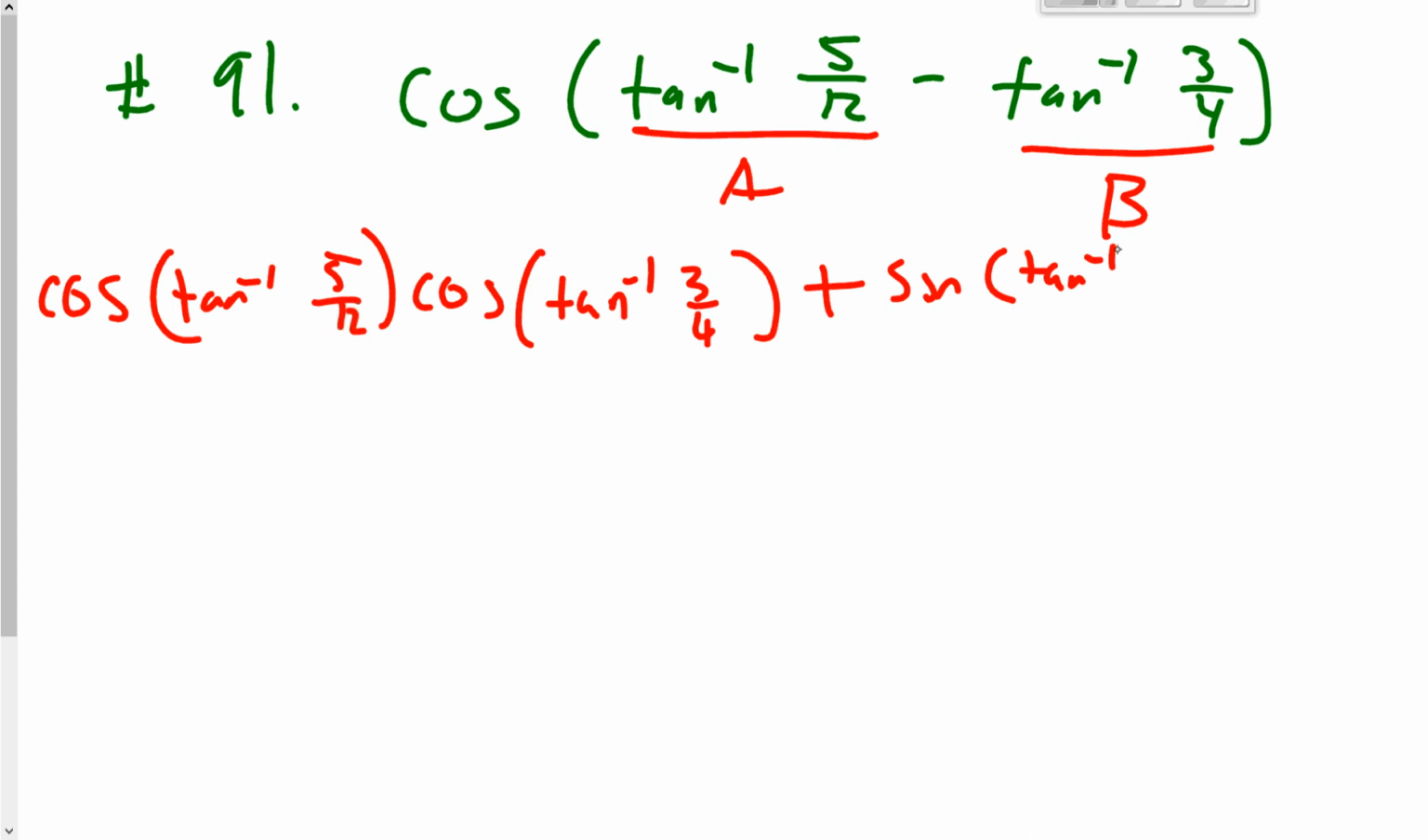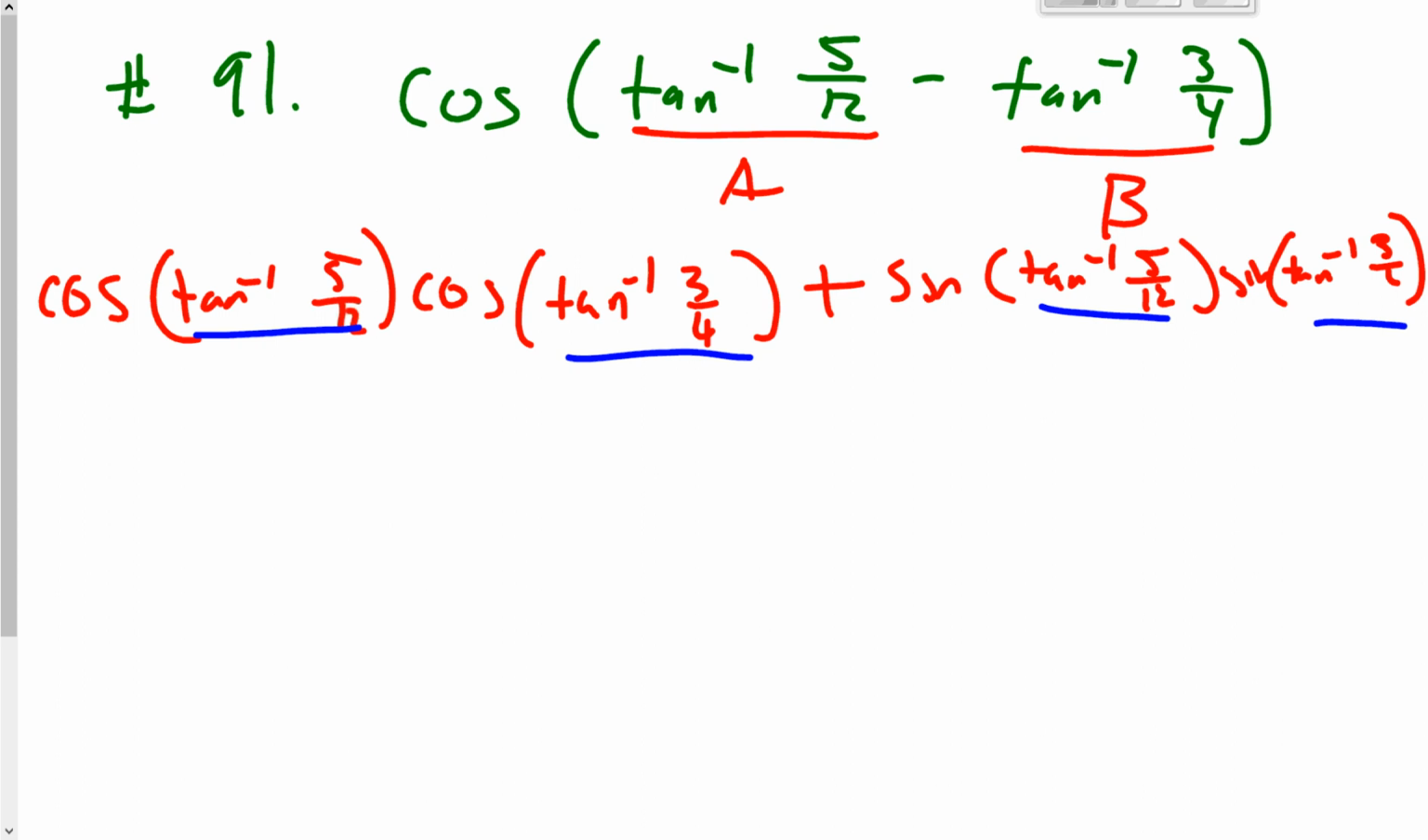So we can do the Pythagorean theorem on both of those. And then sine of tan inverse of 3/4. Once we figure out one, we can figure out the other because it's the same angle, right? This is the same angle as this one. This is the same angle as this one. So once we figure out one, we're good.